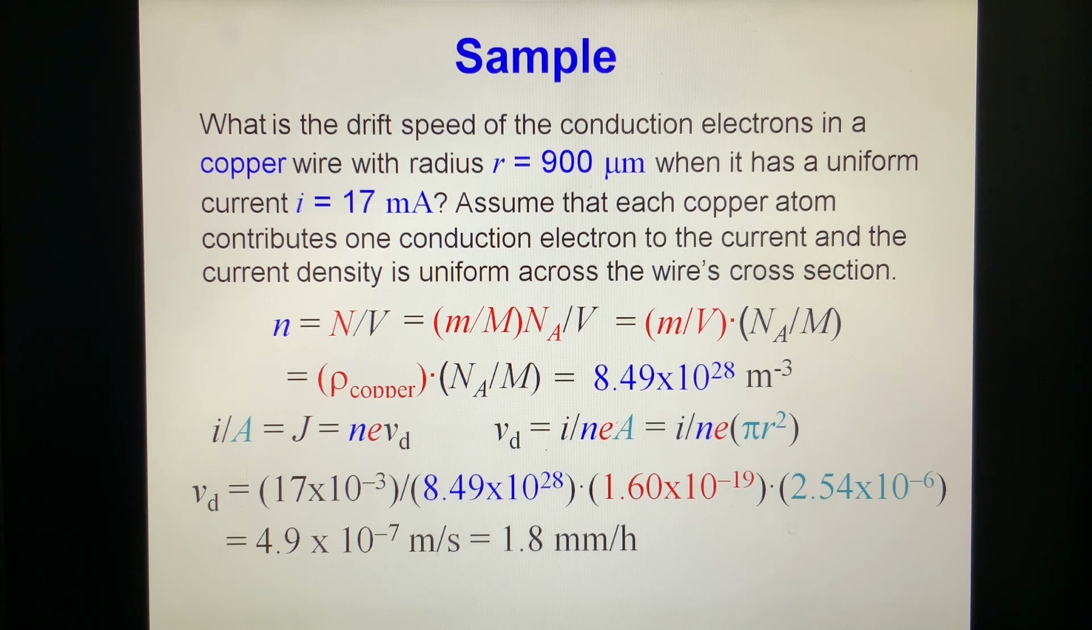In 1 hour, less than 2 millimeters. The speed is slower than a sluggish snail. You will never expect that. You will think the speed is so fast because when you turn the switch on, the light bulb shines. It's very fast, but actually the drift is very slow. What is fast? Actually, the fast thing is the propagation of an electromagnetic wave with speed c.